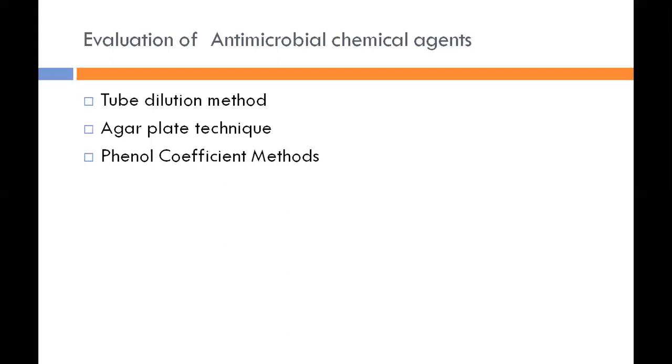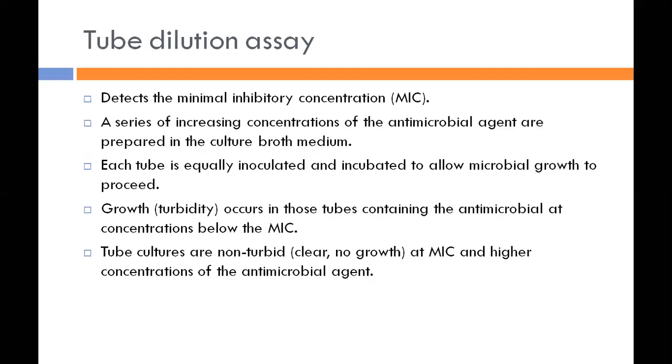So we will start with tube dilution method, which is also known as MIC, or determination of minimum inhibitory concentration. Basically you add increasing concentration of test disinfectant or test chemical agent to microorganisms. So you incubate increasing concentration of disinfectant with microorganism. As the concentration goes on increasing, killing efficiency of the disinfectant will go on increasing as well. At some concentration, it will completely kill the organisms, and that concentration is known as minimum inhibitory concentration.